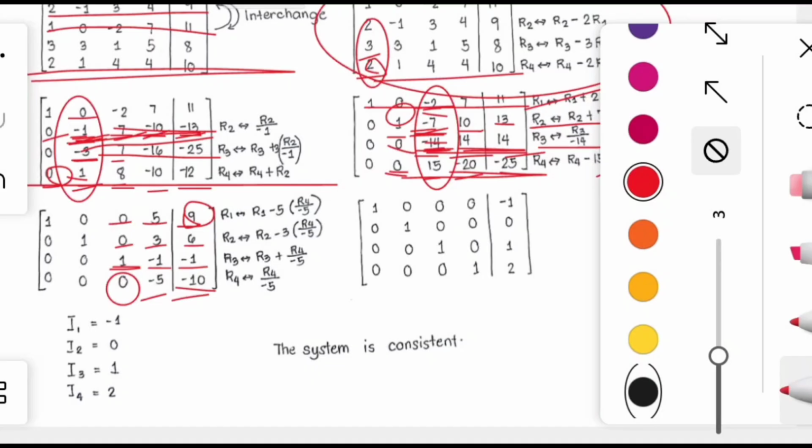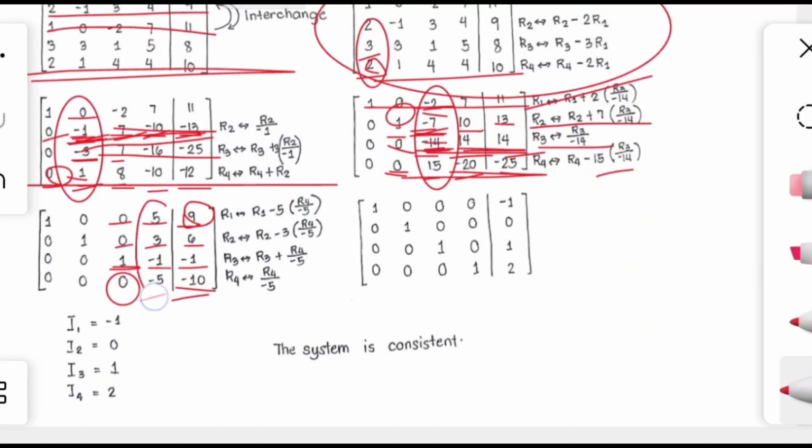So the next one, we will now focus on this. So let's focus first on this the row 4 column 4. So for this negative 5 to be 1, we have here r sub 4 over negative 5. So we get the 1. And then negative 10 over negative 5, we get 2.